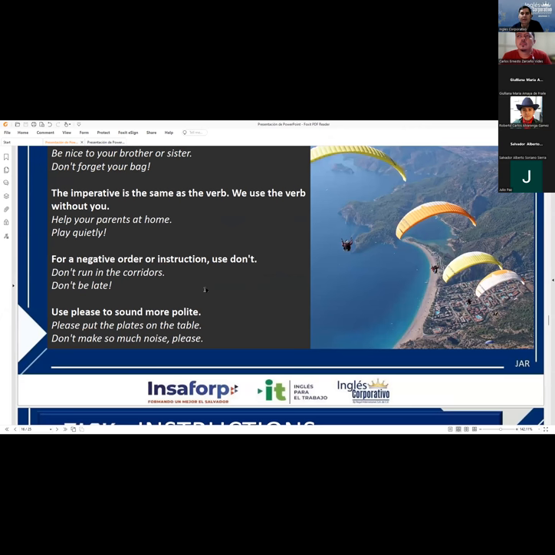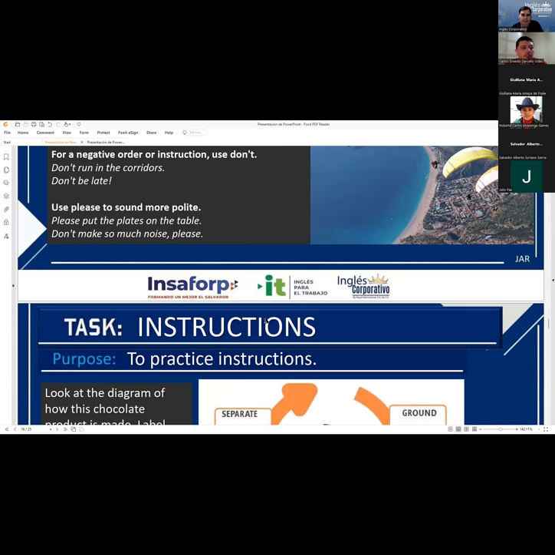Don't run in the corridors. Don't be late. Teacher, but it's a verb to be. Yes, it's a verb to be when we say be. Don't be late. Use please to sound more polite. Please put the plates on the table. Don't make so much noise, please.